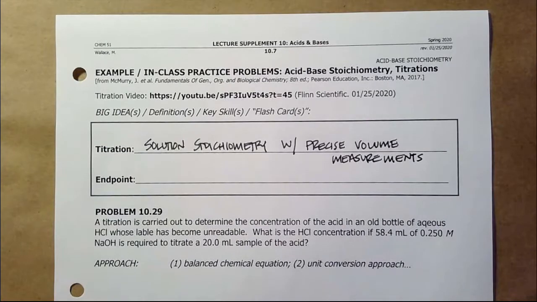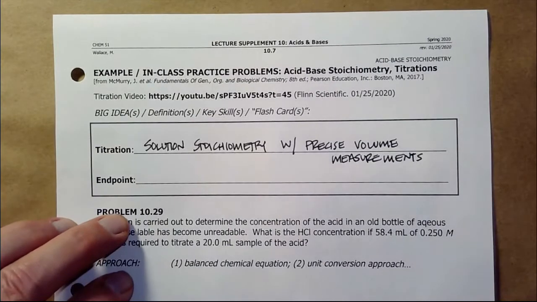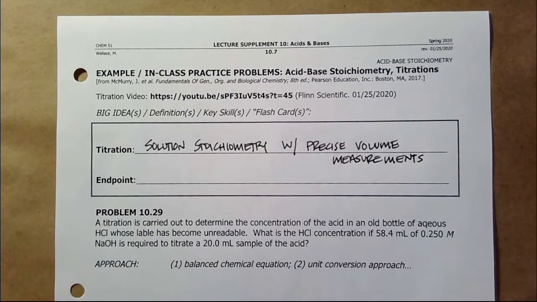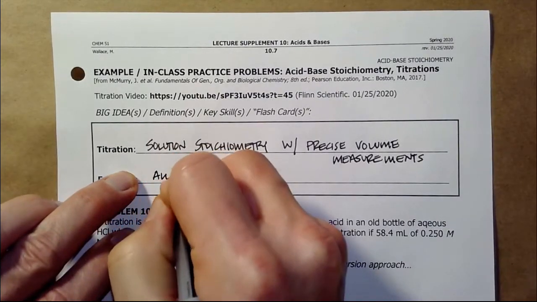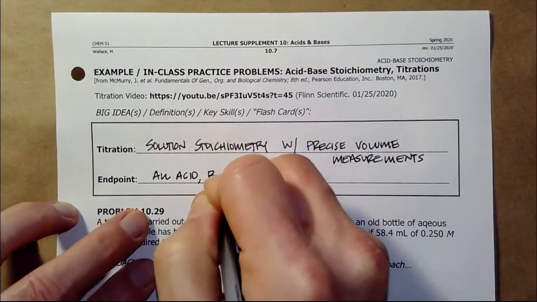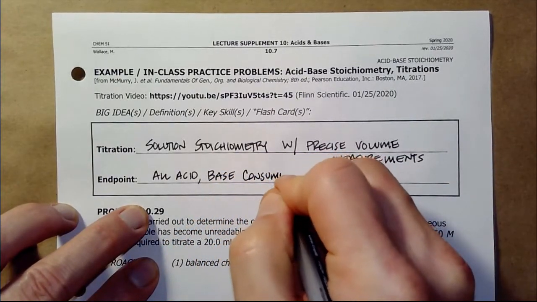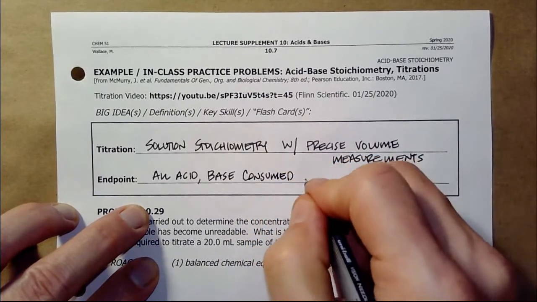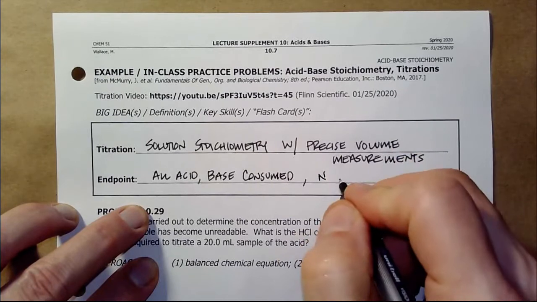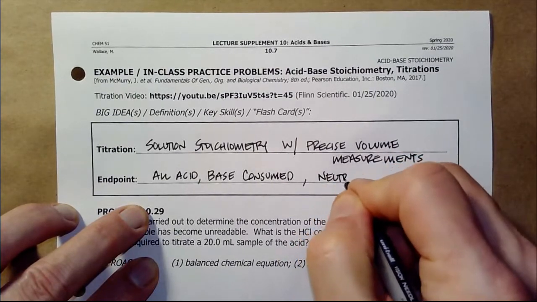Now, previously in chapter 6, we often would weigh something out to get the moles. Well, now we know moles per liter, and so we're measuring the volume to get moles. And the end point that you saw in that video is basically when all the acid and all the base have reacted. It's a little bit more complicated than that, but that's reasonable for us. So we'll say all acid and base is basically consumed. This is a little bit of a fib, but it's okay for Chem 51. We'll say, well, it's neutralized.